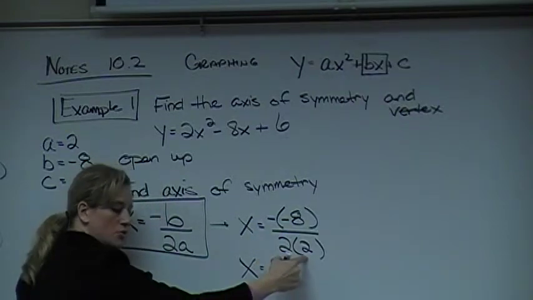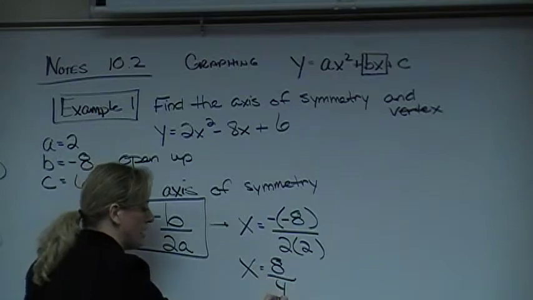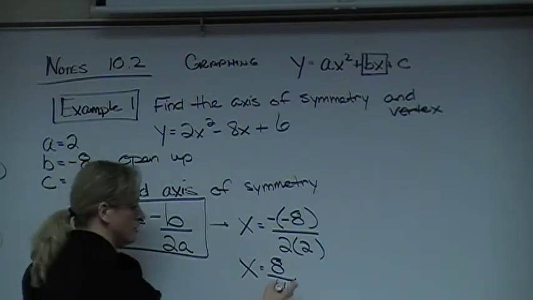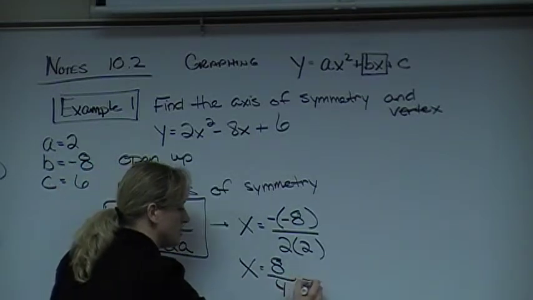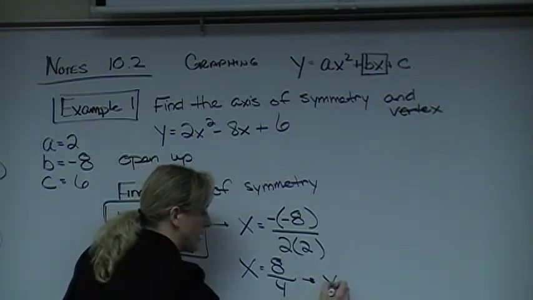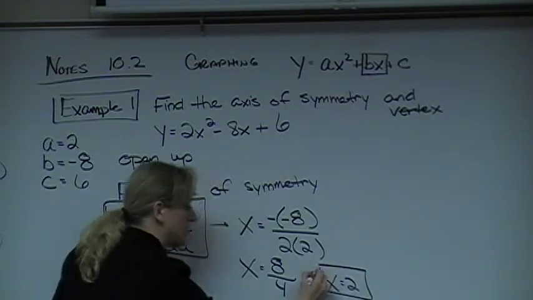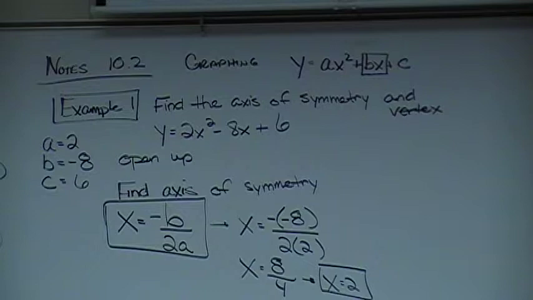Over 2 times 2, 4. Guys, what's 8 divided by 4? 2. So our equation is x equals 2. Notice it's not x equals 0 anymore. That is going to be the vertical line that's going to cut my parabola in half.